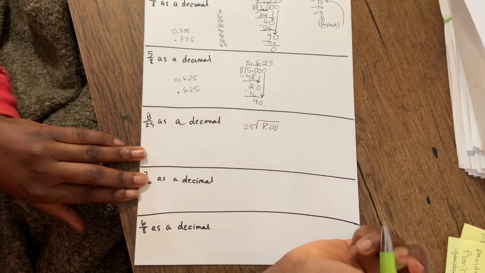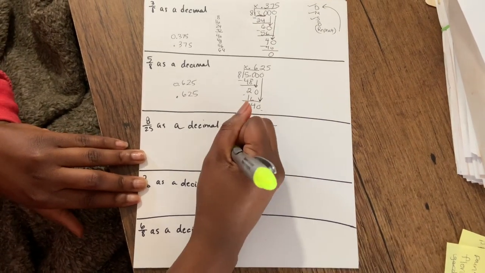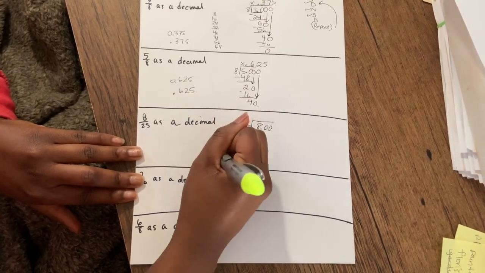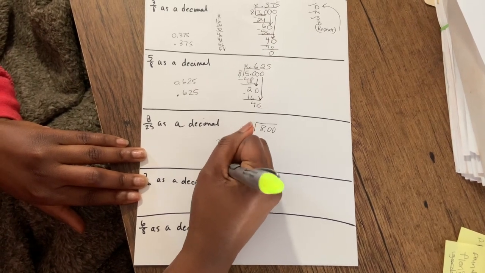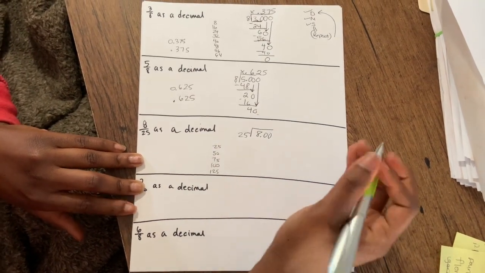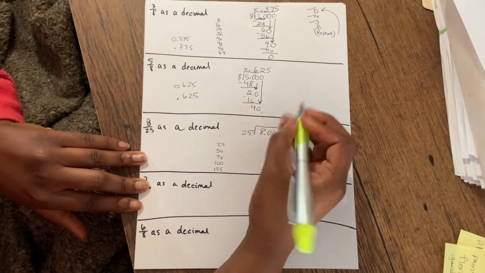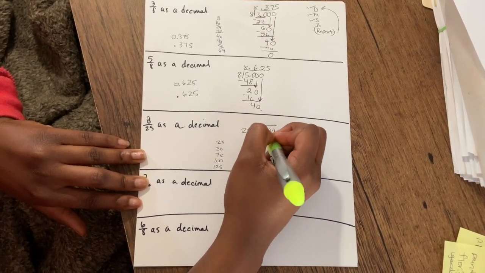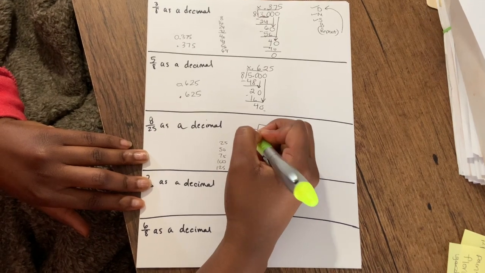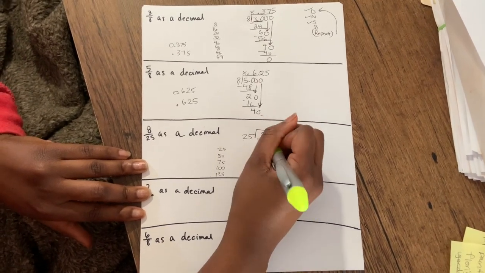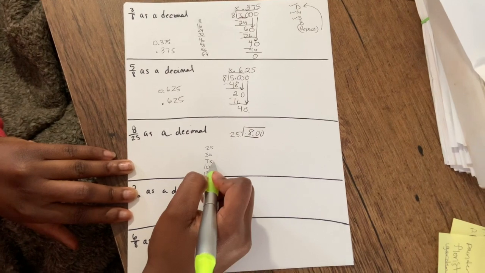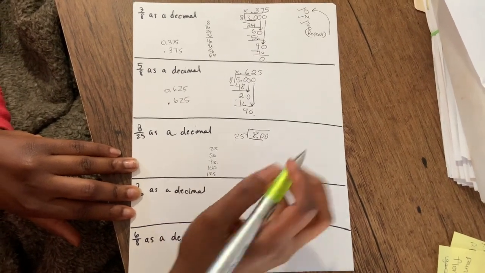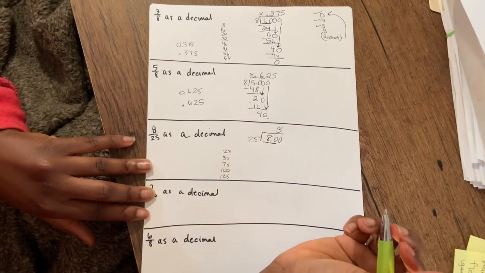Number 3. How many groups of 25 can I make out of 8? None. So I'm going to add 2 zeros like I've been doing before. I'm going to write a couple of my 25 multiples out on the side just in case I need them. How many groups of 25 can I make out of 80? I'm skipping 8 because 25 doesn't go into 8. I'm going straight over to 80. I see 75 and then it jumps up to 100. So I can only make 3 groups.